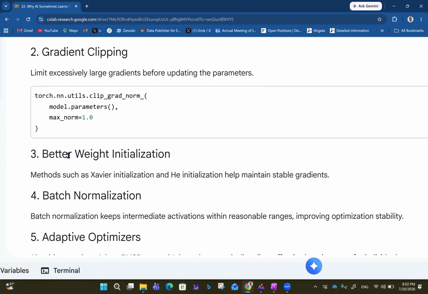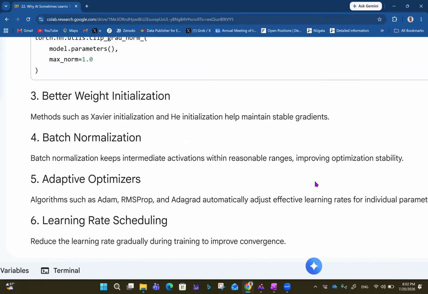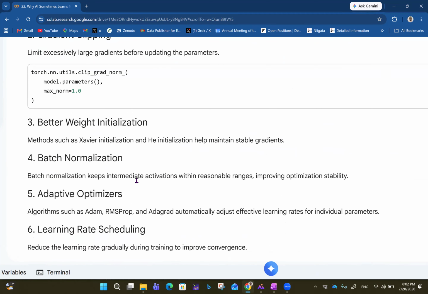Then you can also do better initialization to manage instability. Methods such as Xavier initialization and He initialization help maintain stable gradients. Then you can do batch normalization. Batch normalization keeps intermediate activations within reasonable ranges, improving optimization stability. Then five, you can use adaptive optimizers. Algorithms such as Adam, RMSprop, and AdaGrad automatically adjust effective learning rates for individual parameters. And six, learning rate scheduling. Reduce the learning rate gradually during training to improve convergence.